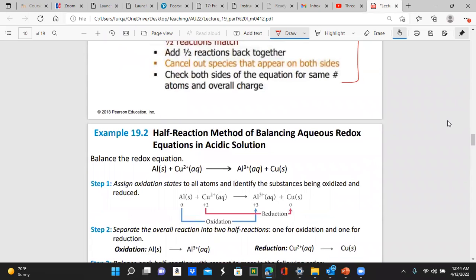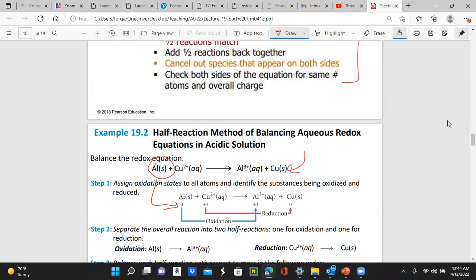So let's do example 19.2, and I have provided the solution for you so you can go through it all day, and you will see that we are doing it stepwise. This is our chemical reaction that we are interested in. So we have to assign the oxidation states. The first step is that we assign the oxidation state to all of them. Aluminum in its neutral form has an oxidation state of 0. That's what we have learned. So you see the 0 oxidation state here.